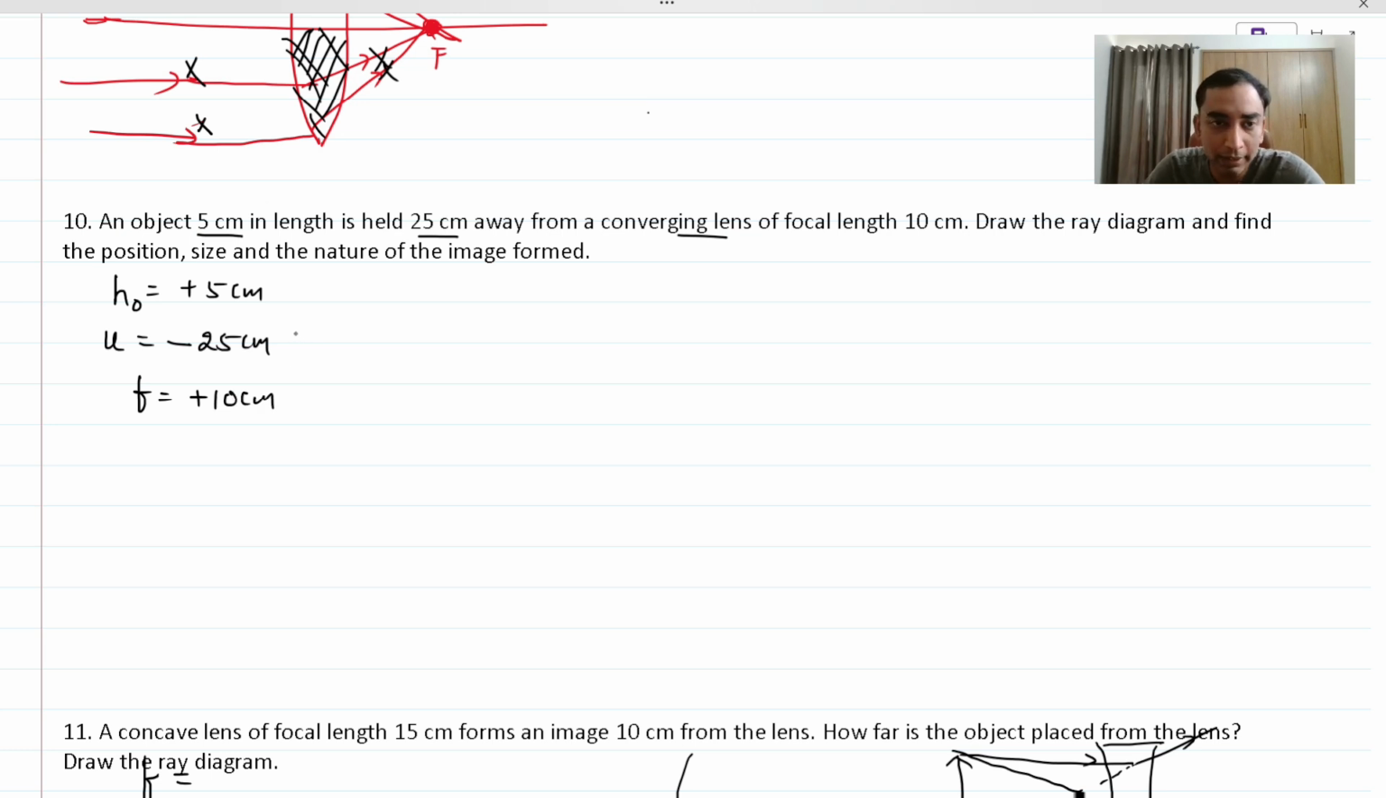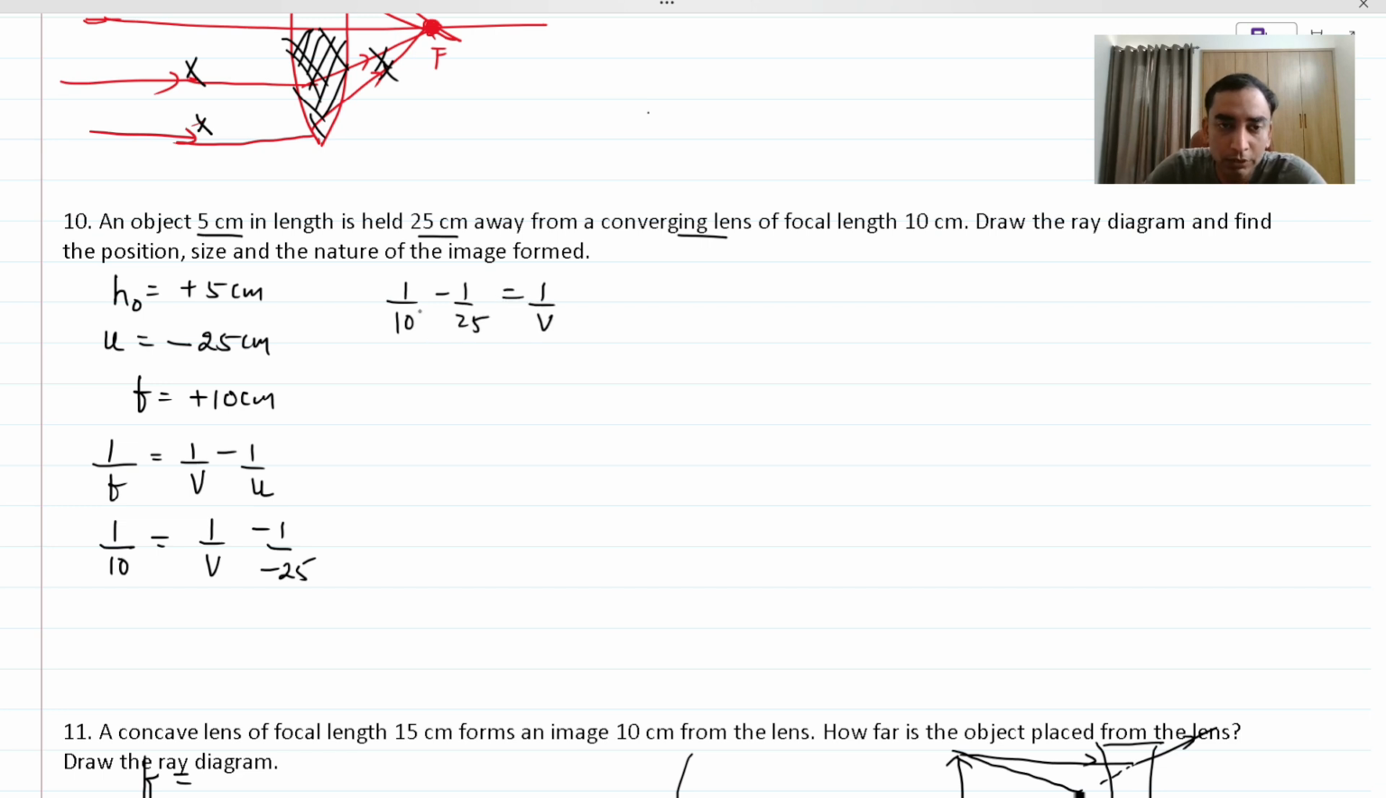We are supposed to find the position, nature of the image, and size. So first of all, position means the image distance. So we'll use the lens formula. 1/10 = 1/v − 1/(−25). So when this goes to the other side, 1/10 − 1/25 = 1/v. So this is 15/250 = 1/v. So v is equal to 250 divided by 15.